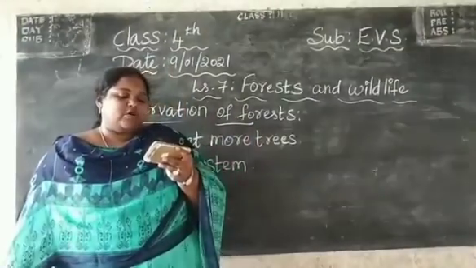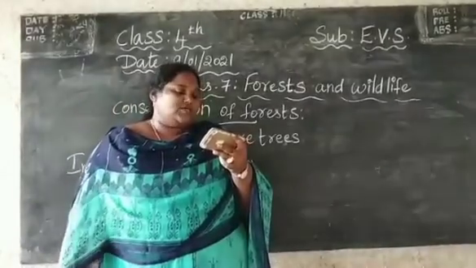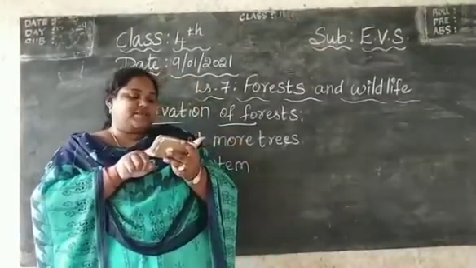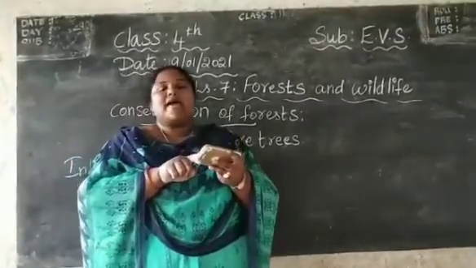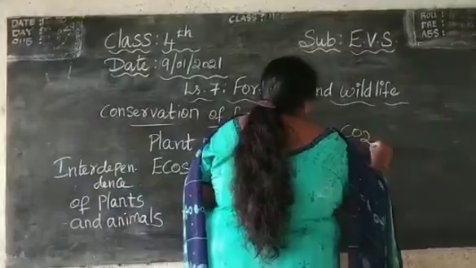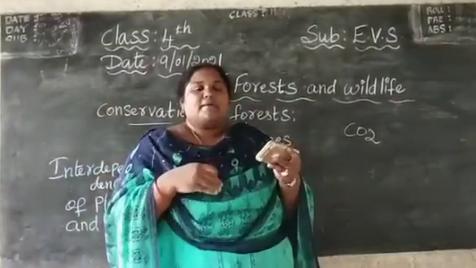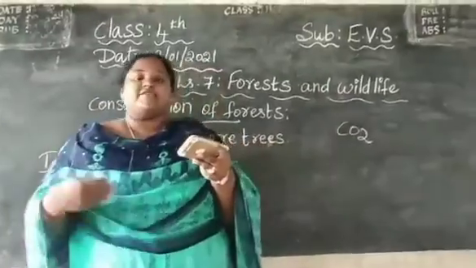And the plants absorb carbon dioxide given out by animals, and in turn give out oxygen, which is important for our survival. Plants absorb carbon dioxide, CO2, and give oxygen. That oxygen is breathed by us and animals also for survival.